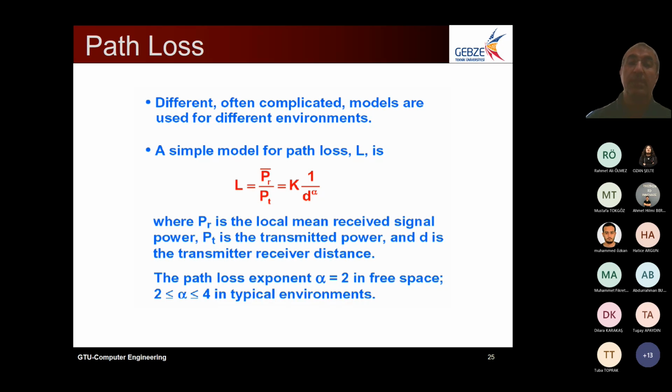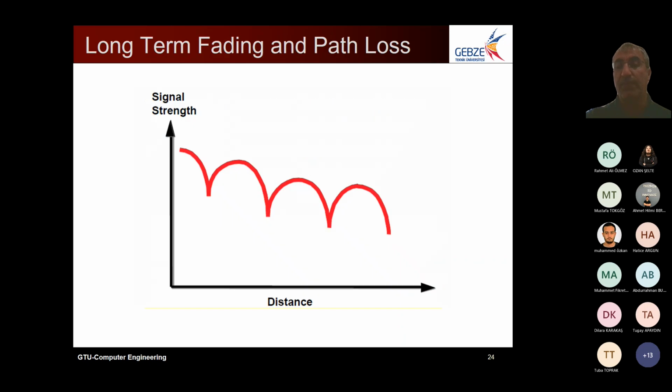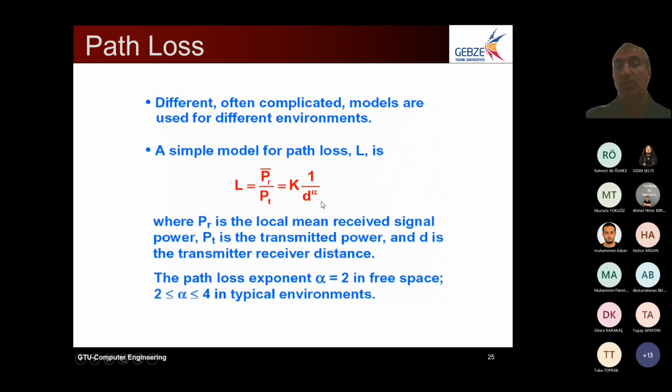So as you see from the picture, if you increase the distance, your signal strength decreases, right? That was your transmit signal, that was your receive signal. So if you increase the distance, the path loss increases, and the received power decreases.